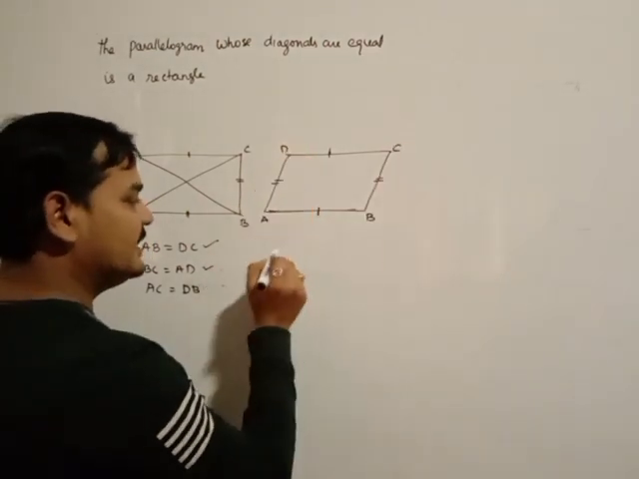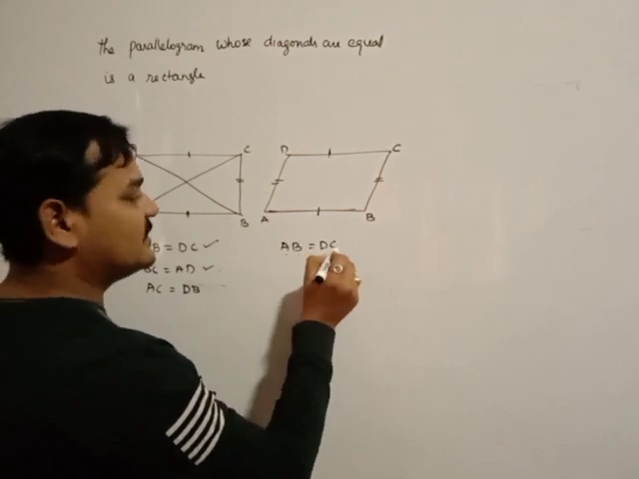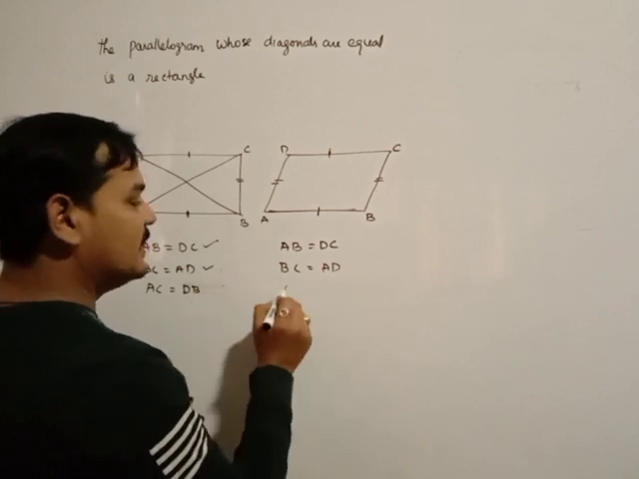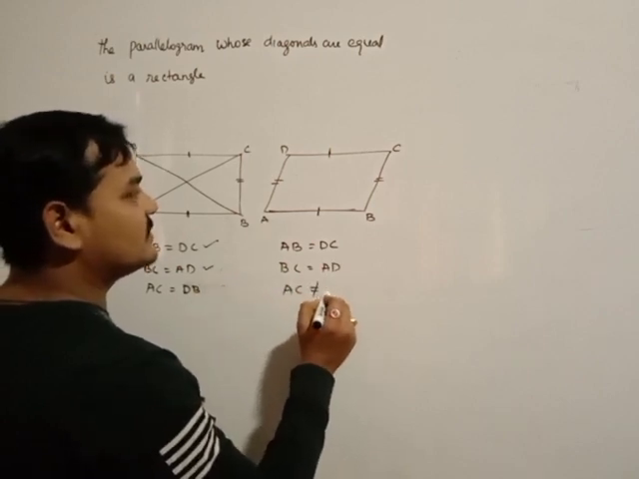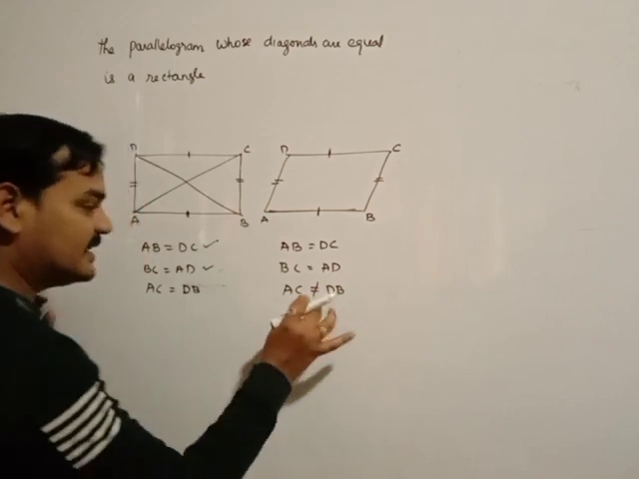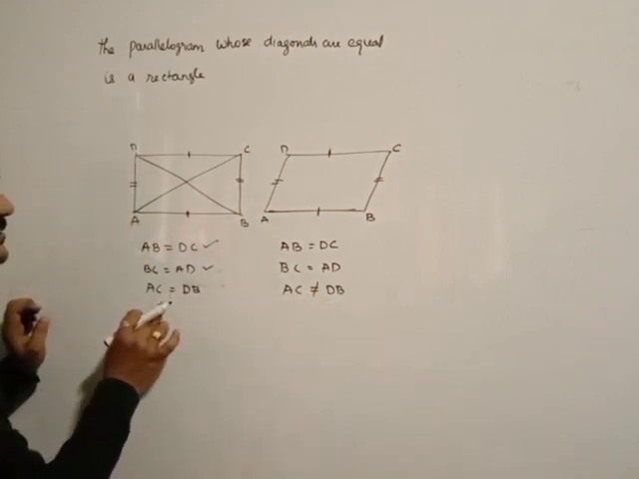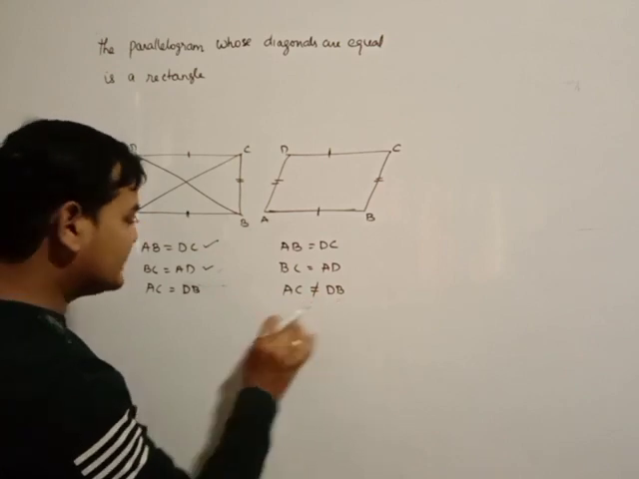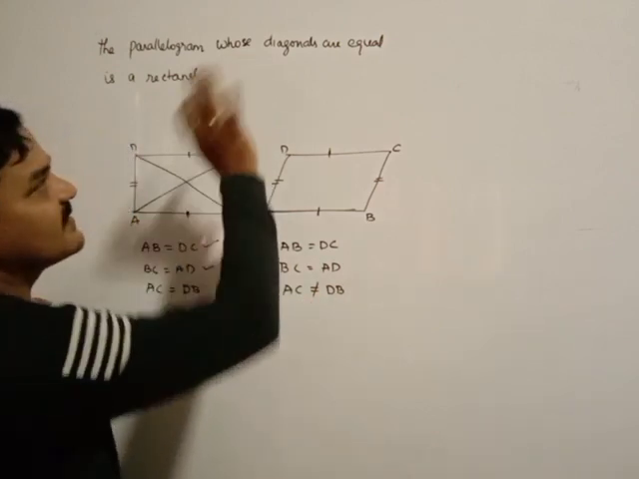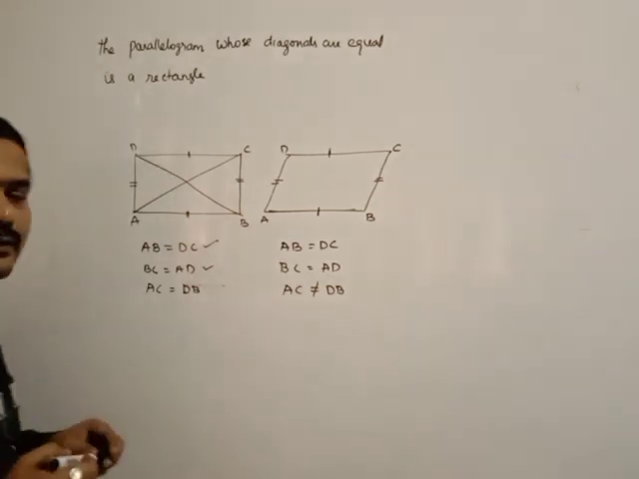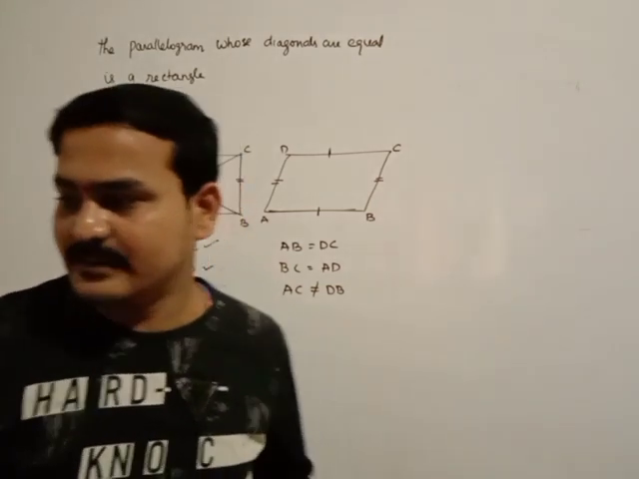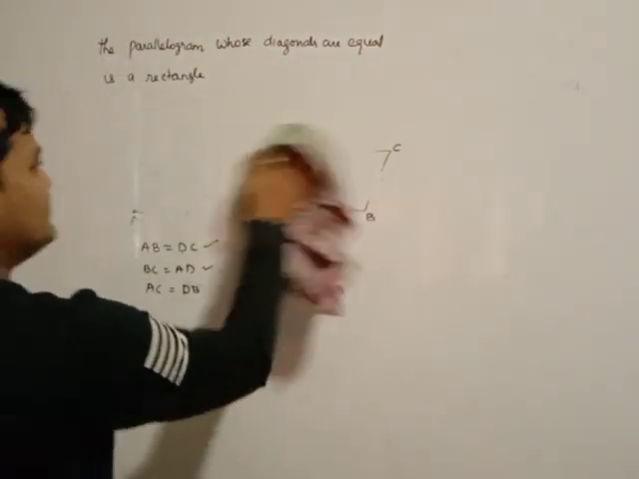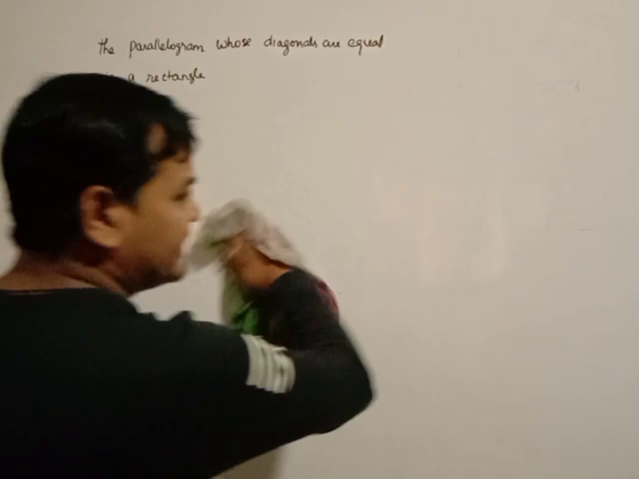But come to the parallelogram ABCD. The first condition AB is equal to DC is right, and BC is equal to AD is also right. But here AC is not always equal to DB. If it is equal, it automatically becomes a rectangle. That is the concept given here. But we need to prove this by the vector method. This is the geometrical meaning.